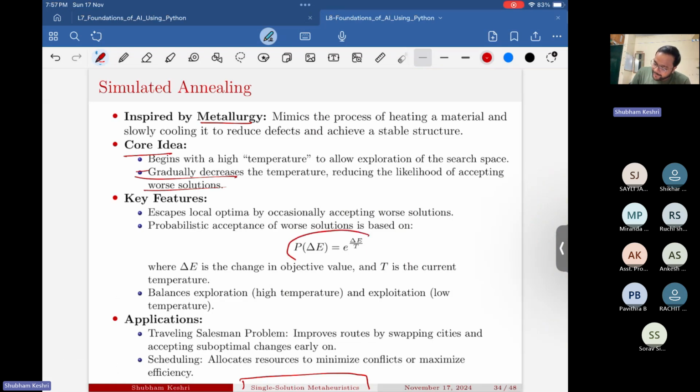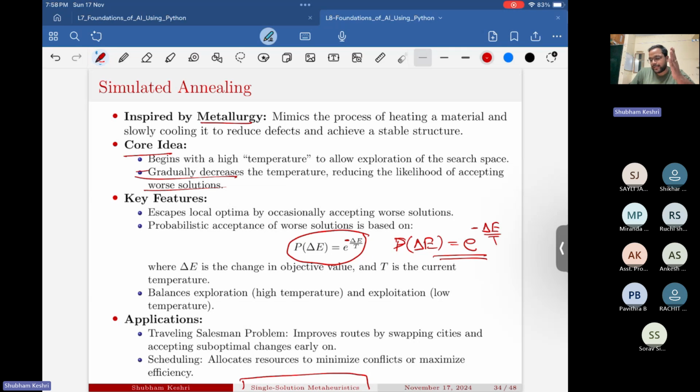Now the probability with which it picks a worse solution is given by probability of delta E equals e to the power delta E by T. Just a minute, it should be minus delta E. Let me check. Yes, it is minus delta E. So I'll correct it and then send it to you, not this one but the one which I am not editing. It is probability of delta E equals e to the power minus delta E by T.